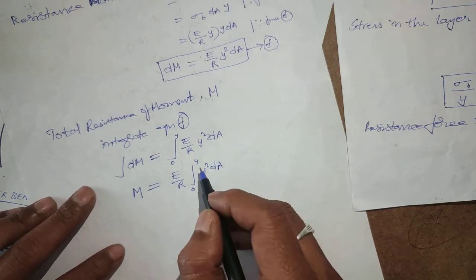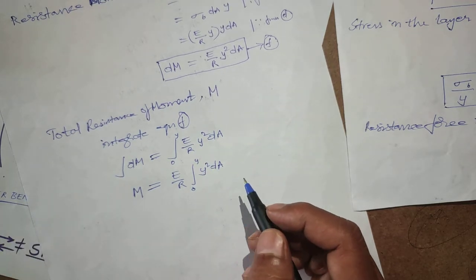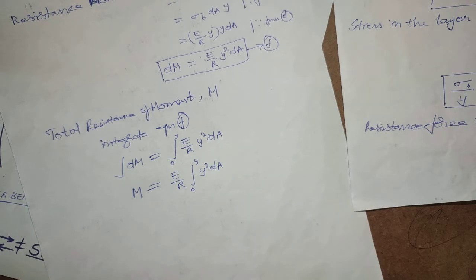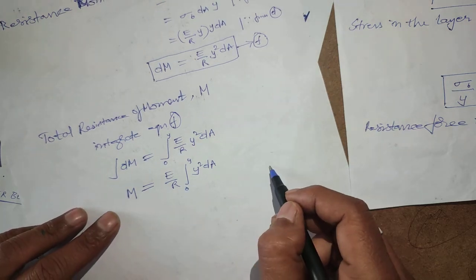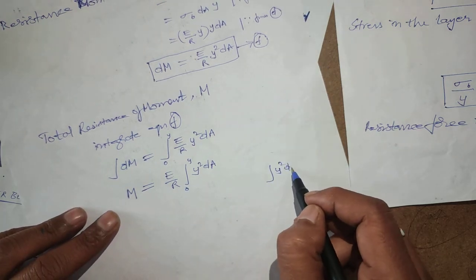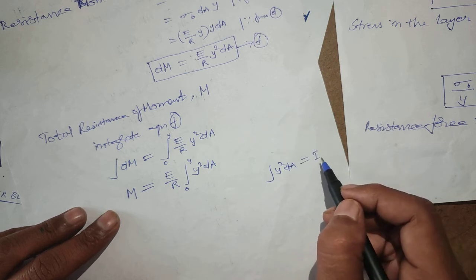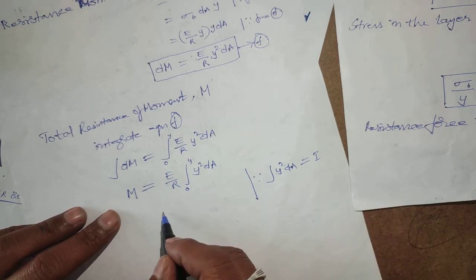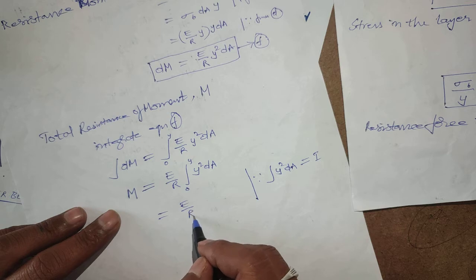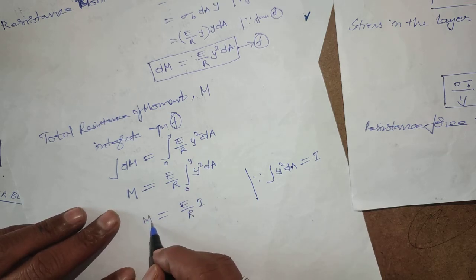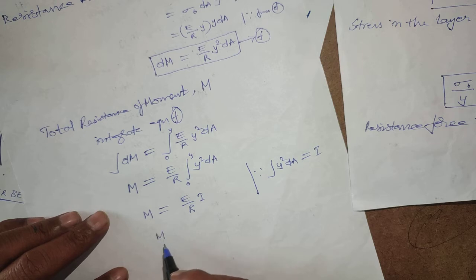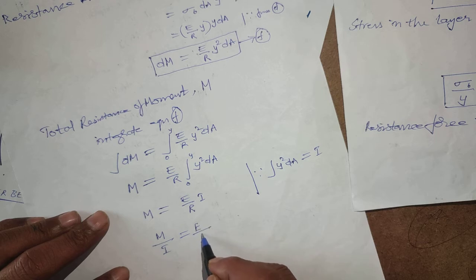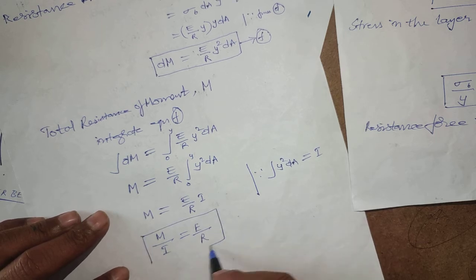You know, from the fundamentals of moment of inertia, the area moment doubled gives the moment of inertia. That is, integral y square dA is equivalent to the area moment of inertia I. Substitute this here. So this is E by R into I is equivalent to M. Extend this equation like this: M by I is equivalent to E by R. So this is equation 2.